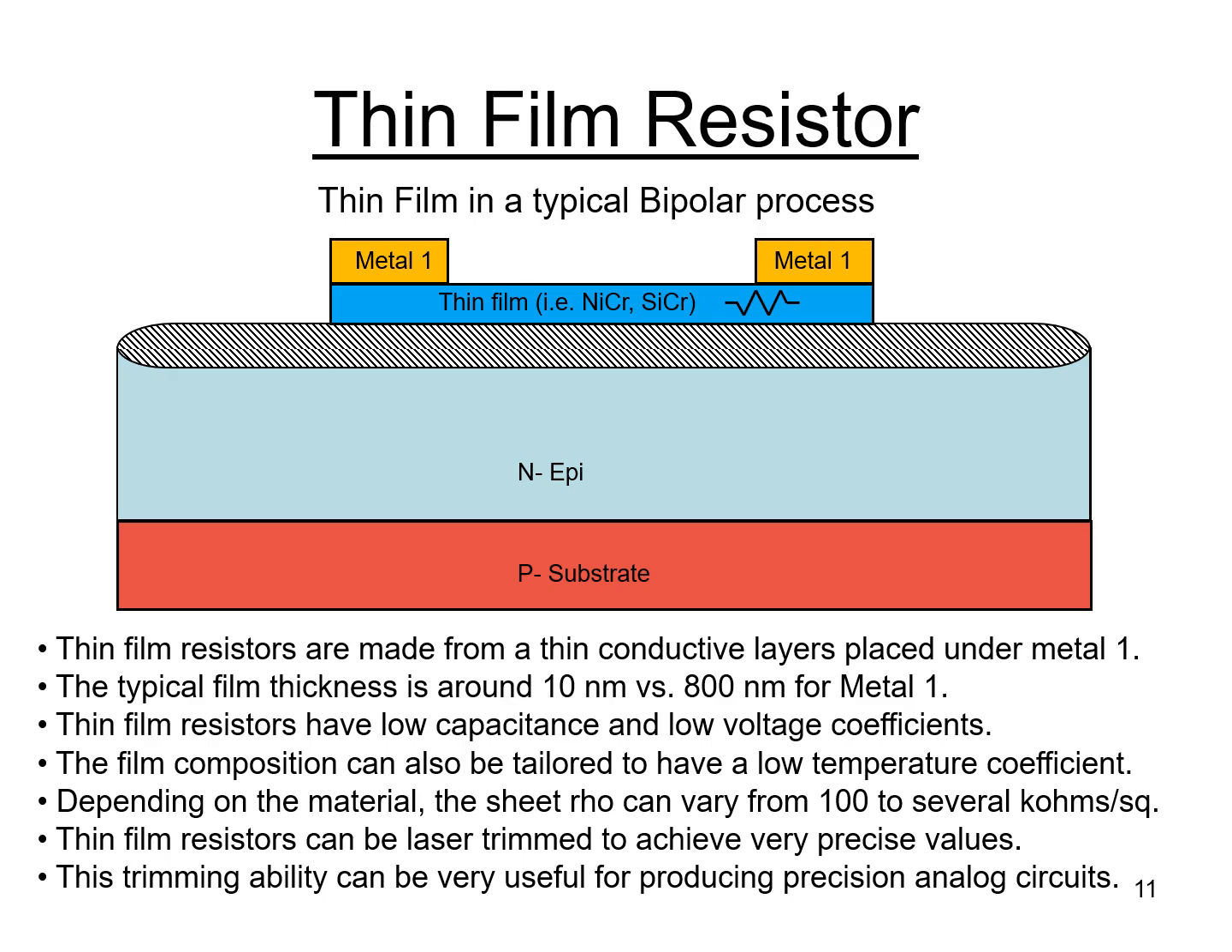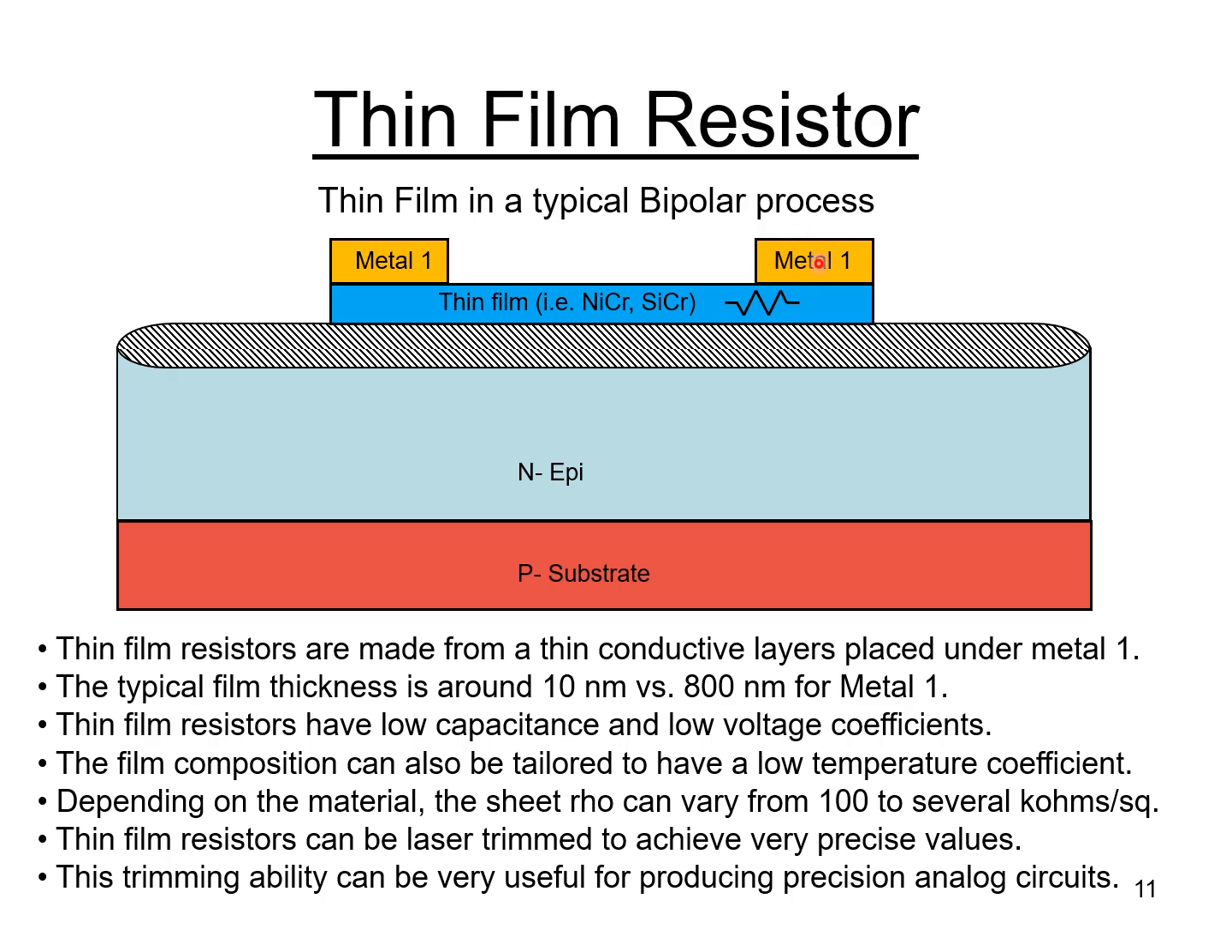And the drawing here shows a typical thin film resistor in a bipolar process. Thin film resistors are made from a thin conductive layer placed underneath the metal one. And as shown here, that conductive layer might be made out of a nichrome film or a sichrome film. There might be other ones, but these are pretty common. The typical film thickness is somewhere around 10 nanometers versus 800 nanometers for metal 1. So you can see the drawing here is way off scale.